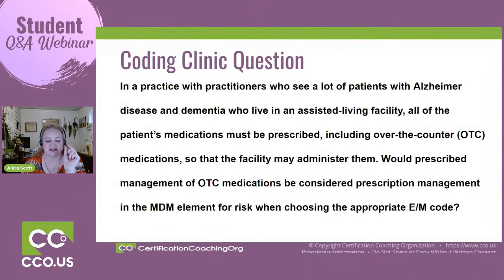So we've got our second coding clinic question. In a practice with practitioners who see a lot of patients with Alzheimer's disease and dementia who live in an assisted living facility, all of the patient's medications must be prescribed, including the over the counter medications, so that the facility may administer them. Would prescribed management of over the counter medications be considered prescription management in the MDM element of risk for the appropriate E&M code? So, what are they really asking here?